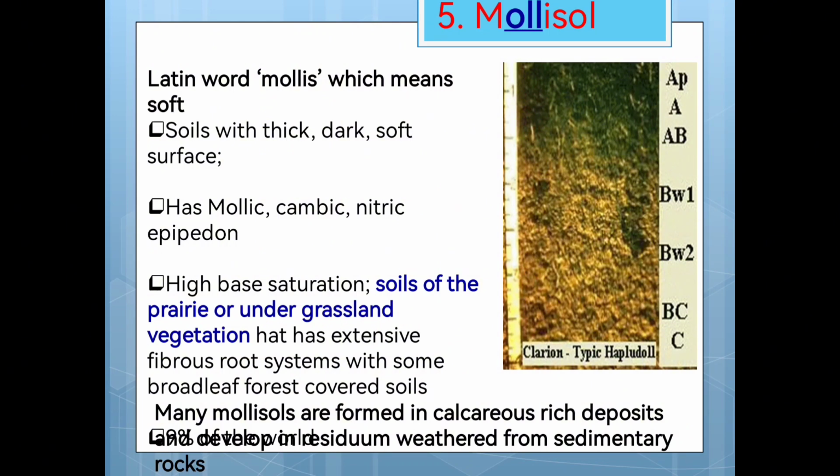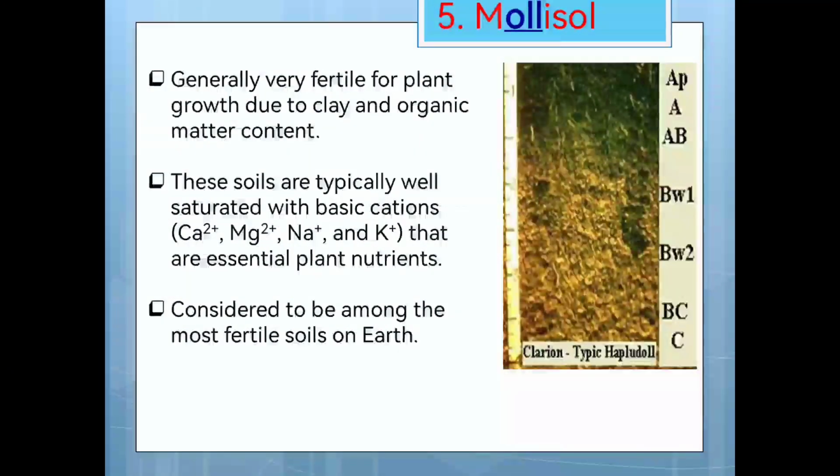Most of the mollisols are formed in calcareous rich deposits and develop in residuum weathered from sedimentary rocks. They are generally very fertile for plant growth due to the clay and organic matter content. And these soils are typically well saturated with basic ions such as calcium, magnesium, sodium, and potassium, which are essential nutrients for plants, and they are considered to be among the most fertile soils on Earth.